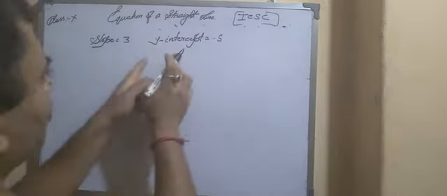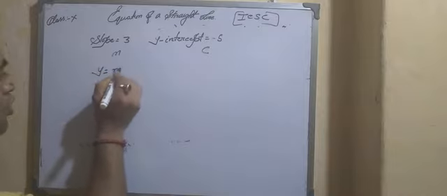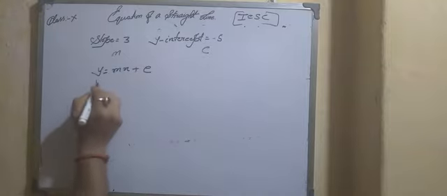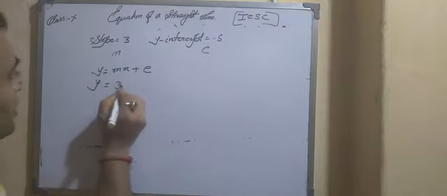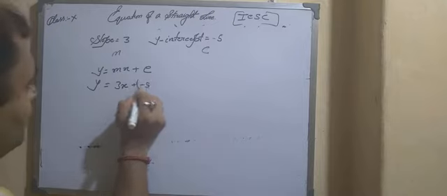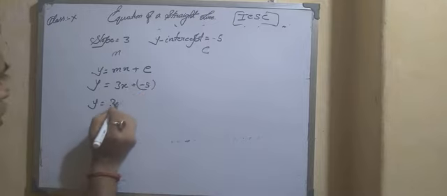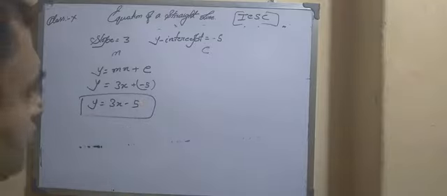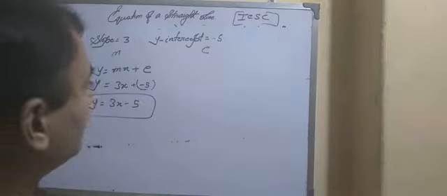Now friends, here the slope is given, the y-intercept is given. That means that is m and that is c. So what is the formula we know? That is y is equal to mx plus c. We just put the value of m and c here. That means y is equal to 3x minus 5. Just this, it is the equation. It is very easy. Let's go with the next problem.